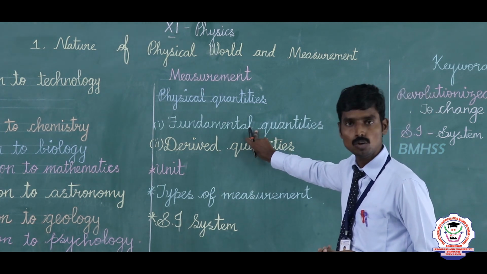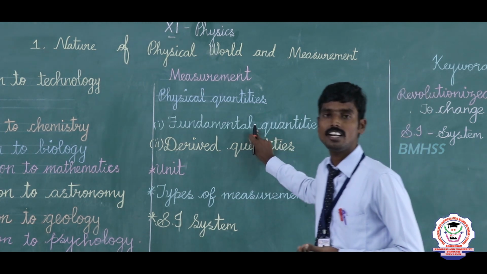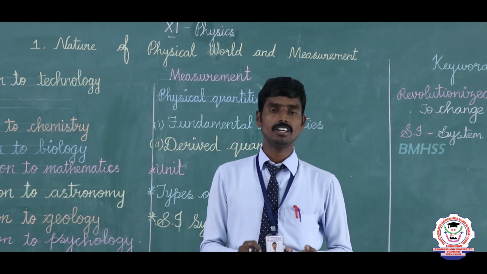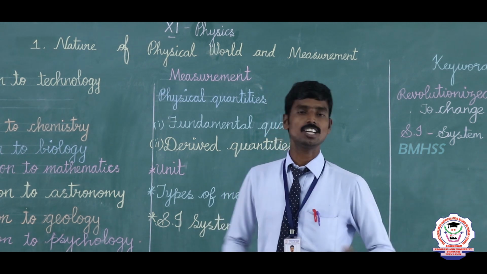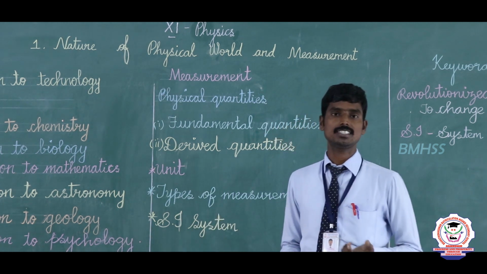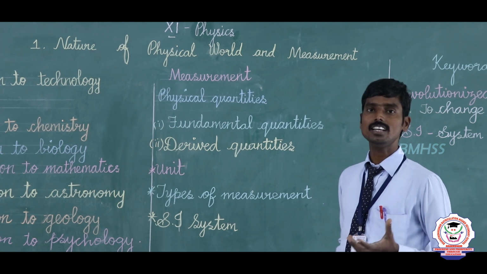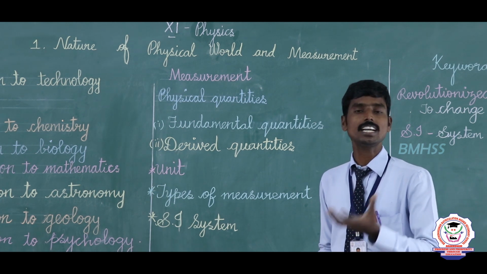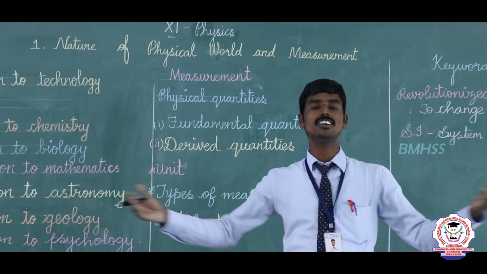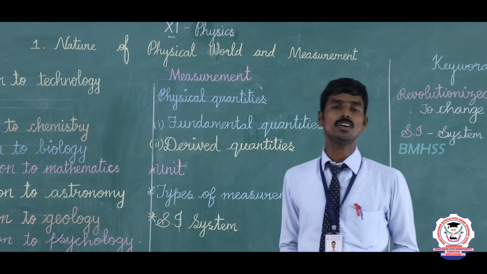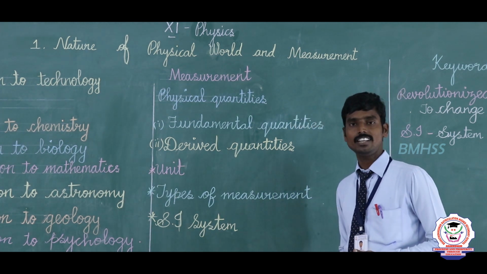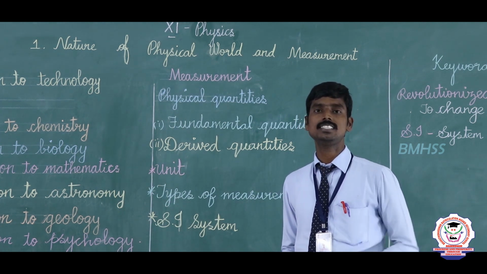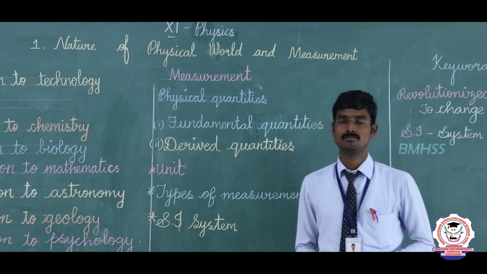Fundamental quantities, very important, two more questions. Define fundamental quantities. The quantities which cannot be measured in terms of any other physical quantities are called fundamental quantities. Fundamental quantities are quantities which cannot be explained in terms of any other physical quantity. The fundamental quantities are 7 types. For example, length, mass, time, temperature, luminous intensity, amount of substance, like that.